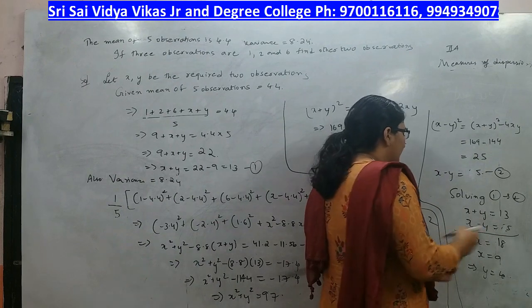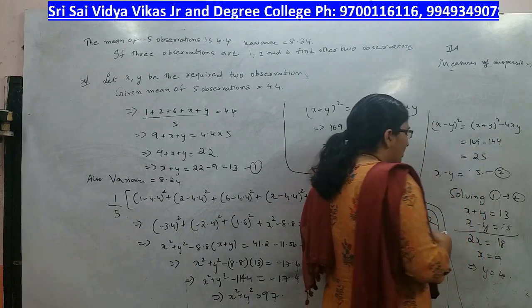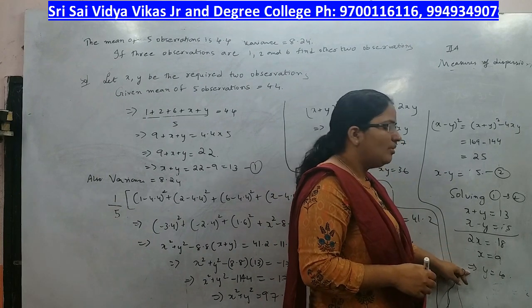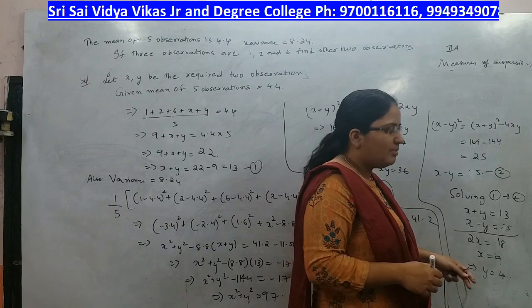Add them. You will get 2x is equal to 18. x is equal to 18 by 2. x is equal to 9. y is equal to 4. So that's about this problem, children.